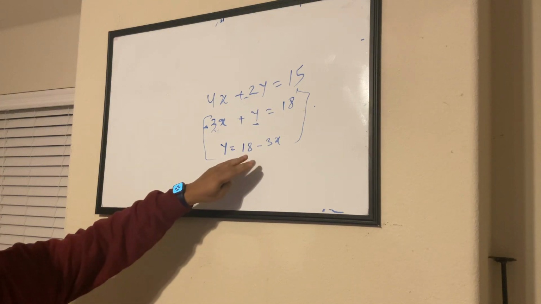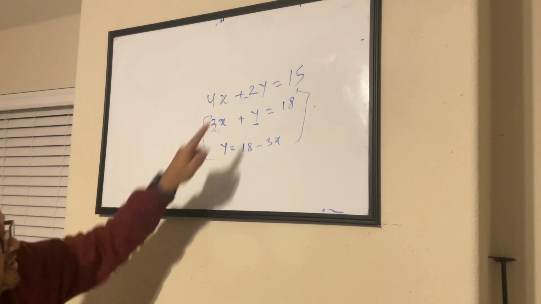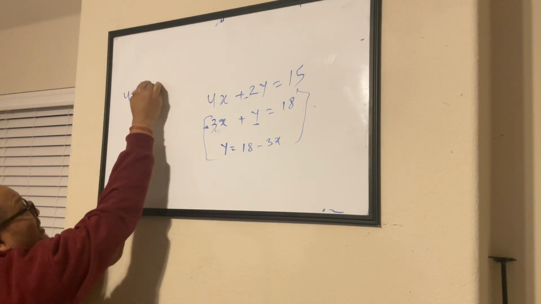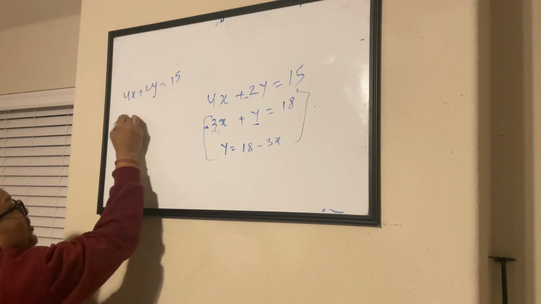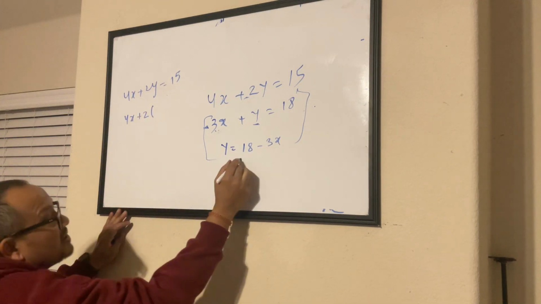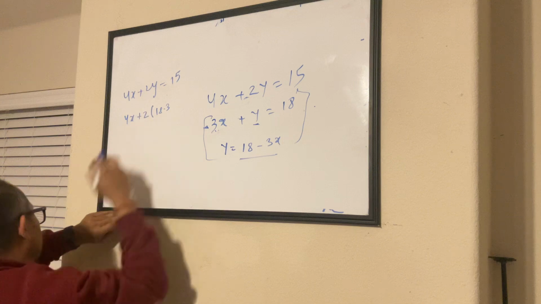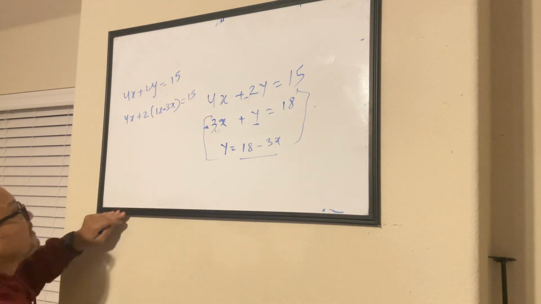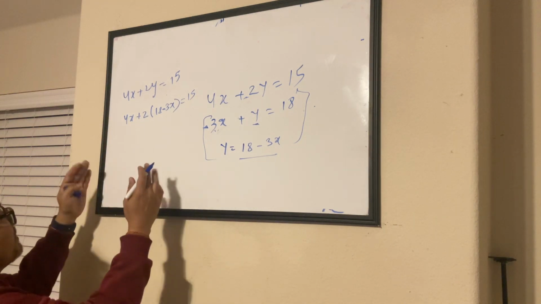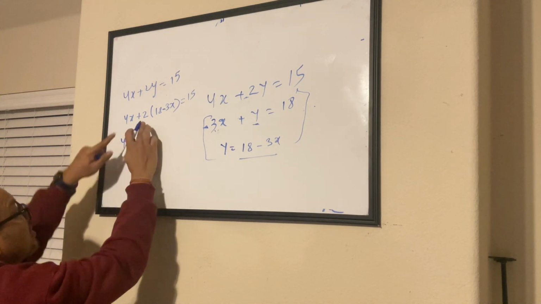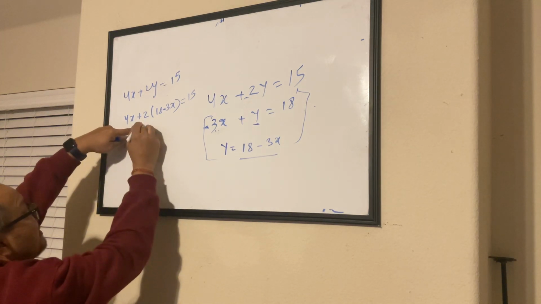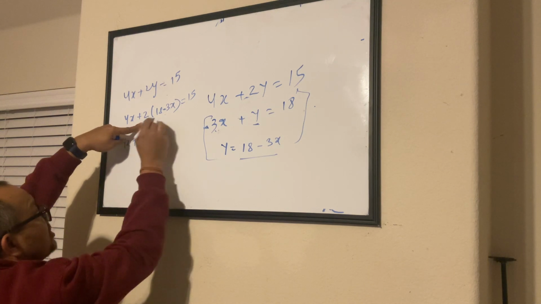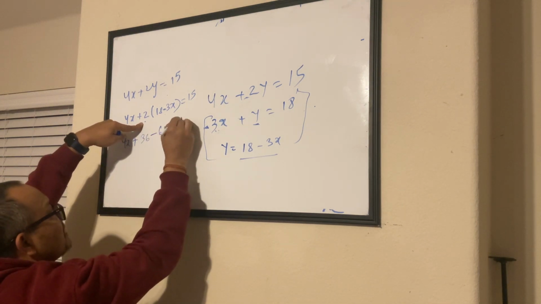Now take this value of y and put it in the other equation. So my other equation is 4x plus 2y equal to 15. Y is nothing but this value, 18 minus 3x. So I'm just breaking the bracket open. 4x plus 2 times 18, 36, plus 2 into minus 3x. Plus into minus will become minus. 2 into 3 is 6x, equals 15.